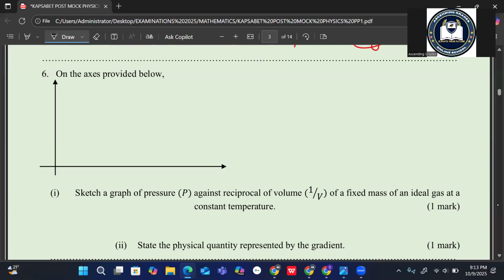Sketch a graph of P against the reciprocal of the volume of an ideal gas. So this one is just Boyle's law, which says that the pressure of a fixed mass of a gas is inversely proportional to its volume at a constant temperature. So it is a straight line passing through the origin. So we have pressure P here, and we have the inverse of volume. So this is Boyle's.